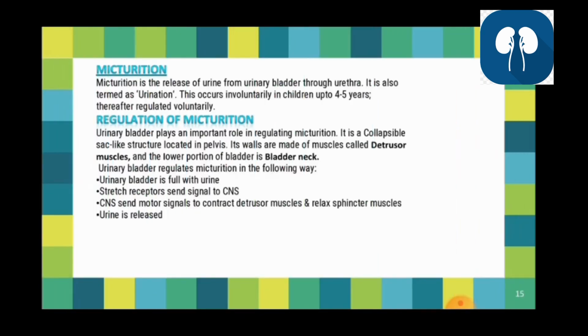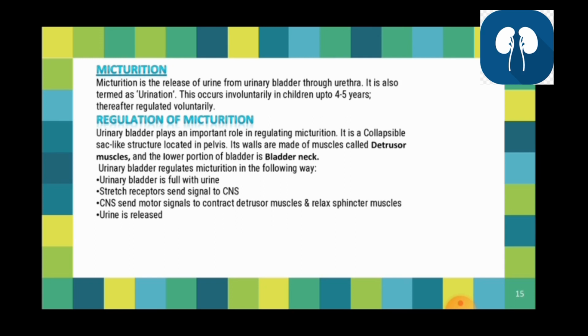Talking about micturition. Children, micturition is the release of urine from urinary bladder to urethra. It is also termed as urination. This occurs involuntarily in children up to 4 to 5 years. Thereafter it is regulated voluntarily. Now let us see the regulation of micturition. Urinary bladder plays an important role in regulating micturition. It is a collapsible sac-like structure located in the pelvis. Its walls are made of muscles called detrusor muscles, and the lower portion of the bladder is the bladder neck.